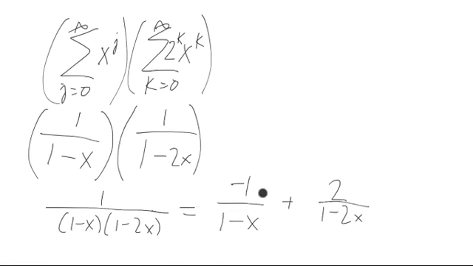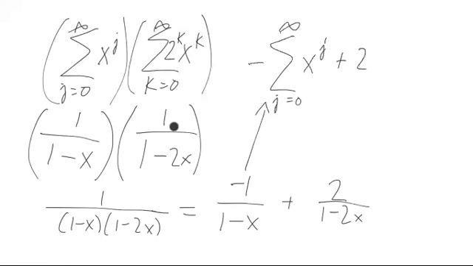Okay, so we have this plus this. Now, this right here is a power series. You can think of it as a geometric series. You just multiply negative 1 to something, and here we multiply 2 to this. So this is like negative x to the j, j goes from 0 to infinity, because we factor a negative out of just 1 over 1 minus x. And then this is just 2 times this series, which we already had going on here.